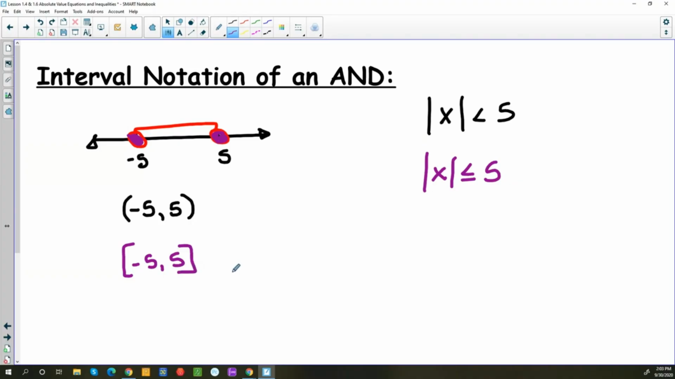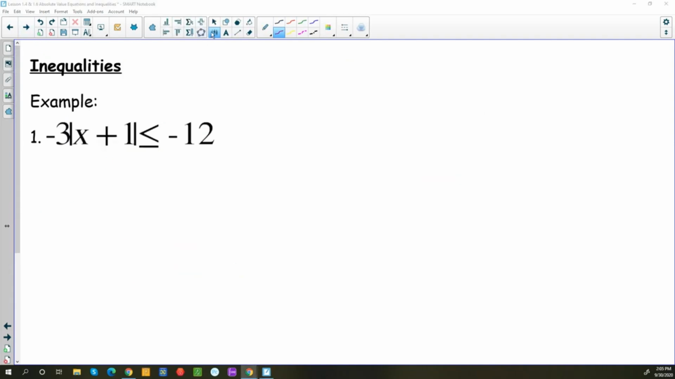So your ands are going to look like this. Your ors are going to face away from each other. So let's practice 2. So we have this absolute value. Again, we want to isolate first. So that means that we want to divide by -3. Divide by -3.